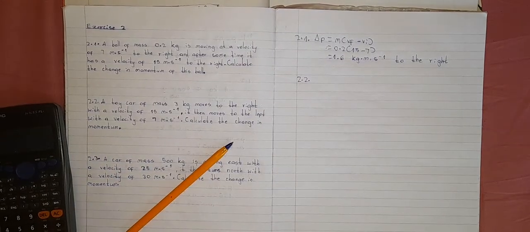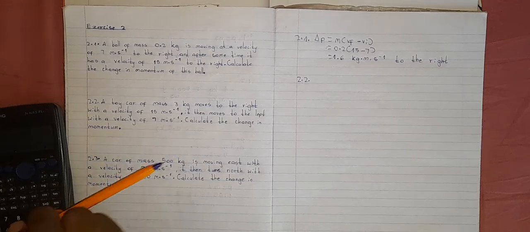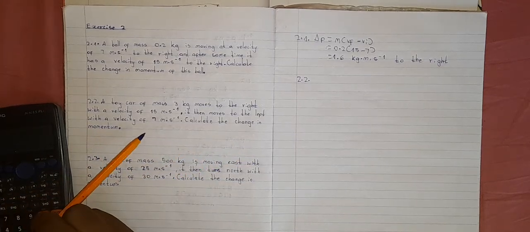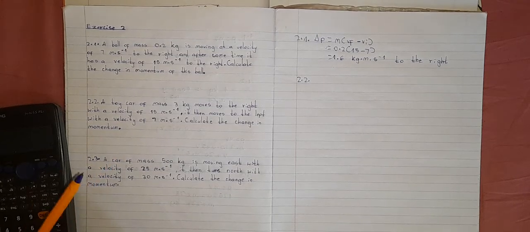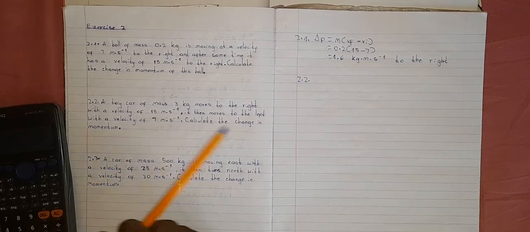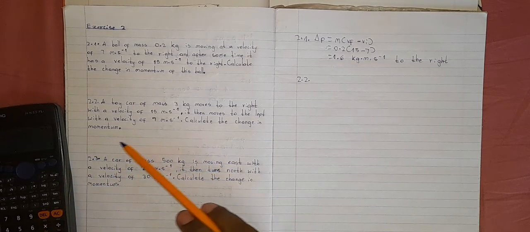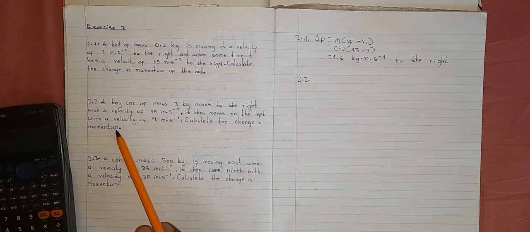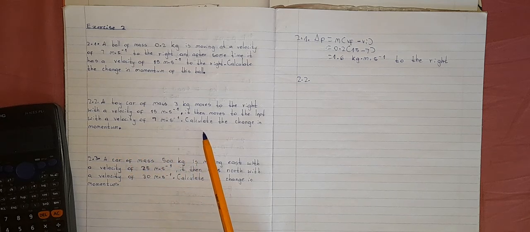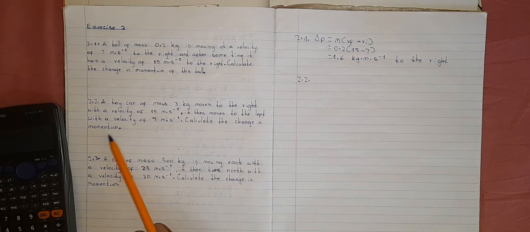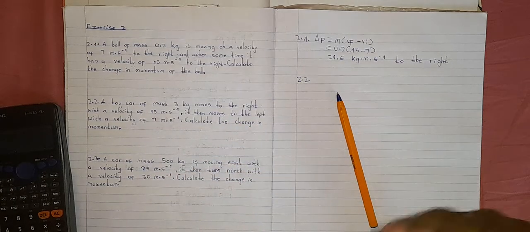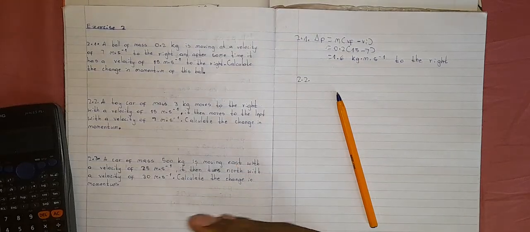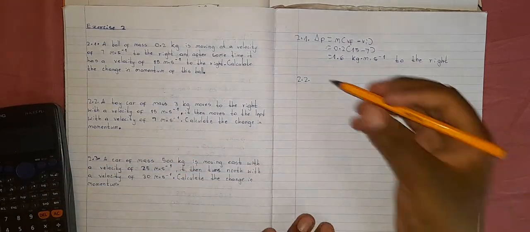So what is happening here is that this tracker was moving to the right initially, with a velocity of 15 meters per second. After some time, it turns to the left with a velocity of 7 meters per second. Calculate the change in momentum. So I'm going to choose a positive direction. This time around, I'm going to choose to the left as positive, so anything going to the right is negative.